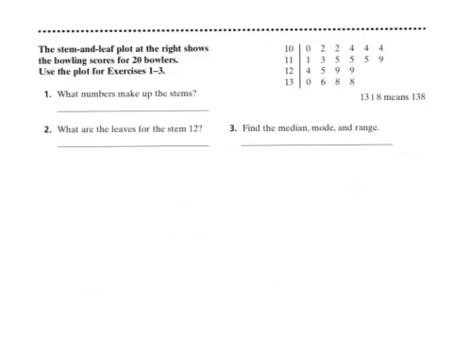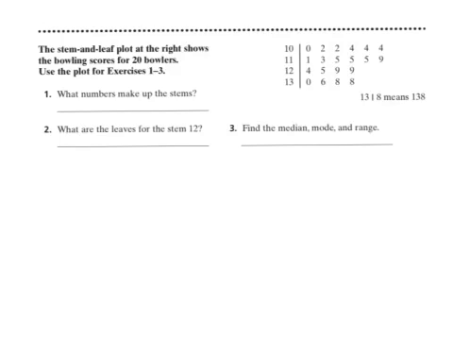All right, last example, we're not building a stem and leaf plot here. Here I'm going to show you what it looks like and how to use one when you already have one given to you. So it says the stem and leaf plot at the right shows bowling scores for 20 bowlers. Use the plot for exercises 1 through 3. Notice it even gives us a key. So it means that when we've got 13 on one side and 8 on the other, it's 138.